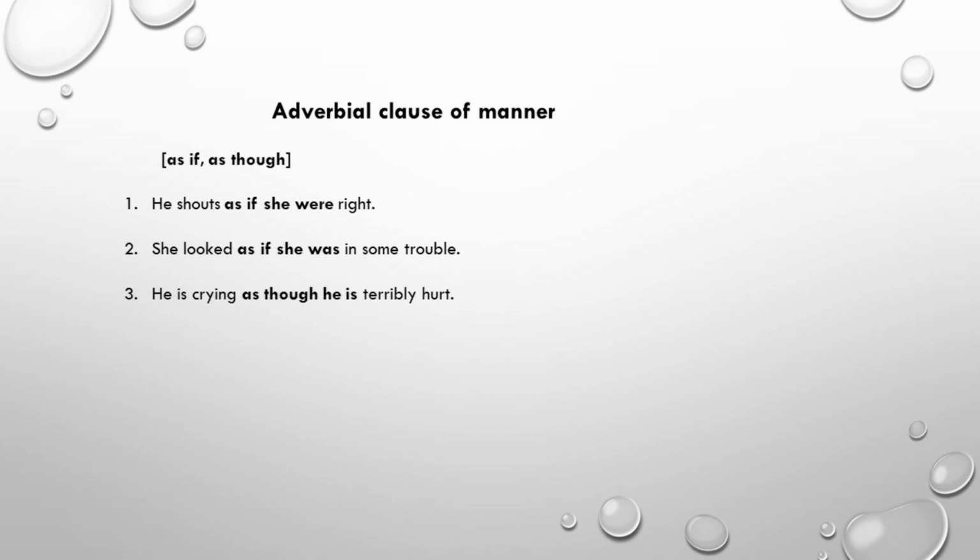In the sentence, if I ask the question "she looked how", the answer will be "as if she was in some trouble". அதனால இதுதான் adverbial clause of manner and it is modifying the verb looked. The third example, he is crying as though he is terribly hurt. In the sentence, "as though he is terribly hurt" is the adverbial clause of manner because I told you, "as though" அப்படினு வந்தா it is an adverbial clause of manner and it answers the question how. He is crying how. And this clause is modifying the verb is crying.